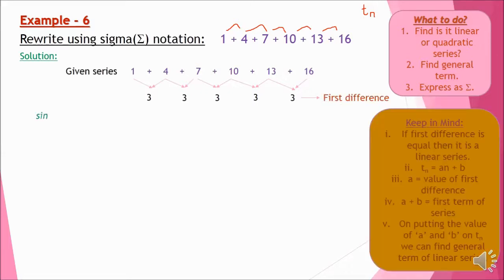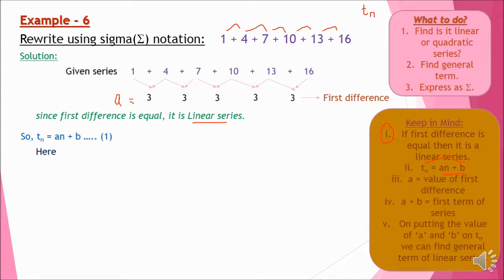So let's keep in mind, if the first difference is equal, then it is a linear series and its Tn will be Tn equals An plus B. Since the first difference is equal, it is a linear series. We know that very well. Tn is equal to An plus B. It's equation 1. We need it. And now we need the value of A. The first difference is always A. Here A is equal to the value of the first difference, which is 3.